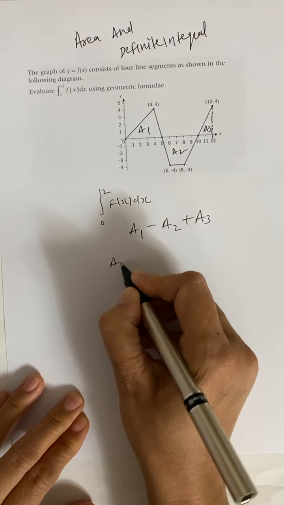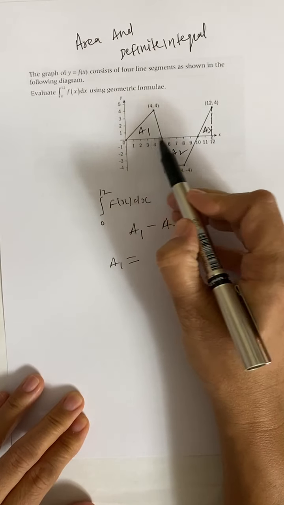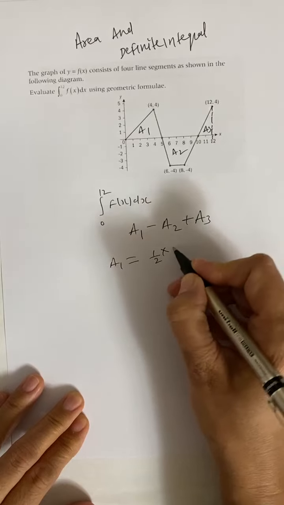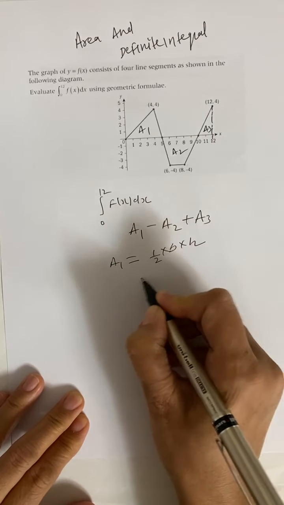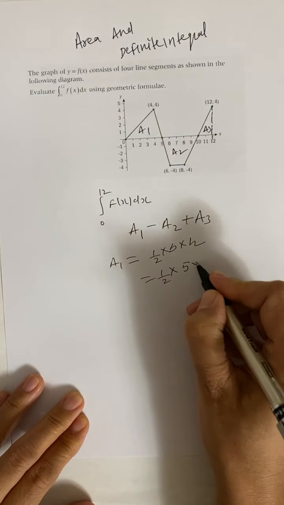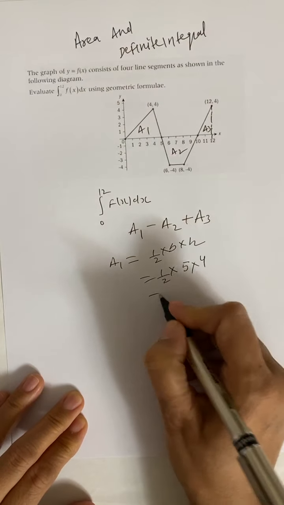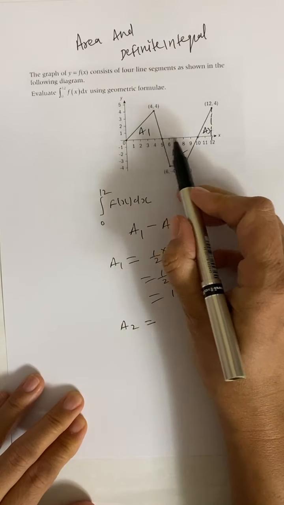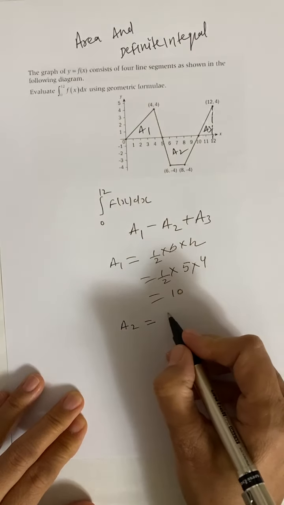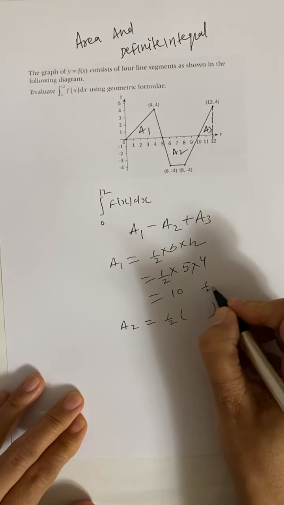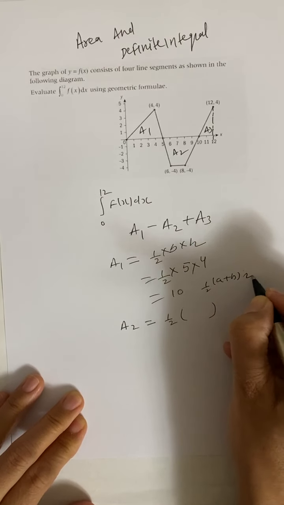Now A1, as you can see, is a triangle, and the area of a triangle is half times base times height. So this is half times 5, and the height of this triangle is 4. So that gives you 10. And then A2 is a trapezoid, so the area in this case will be half times (a plus b) times height.